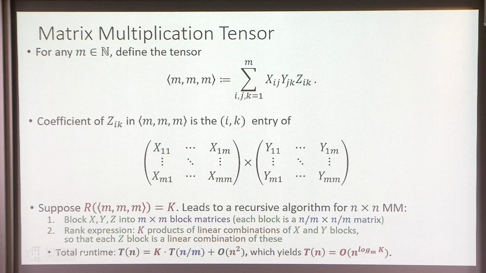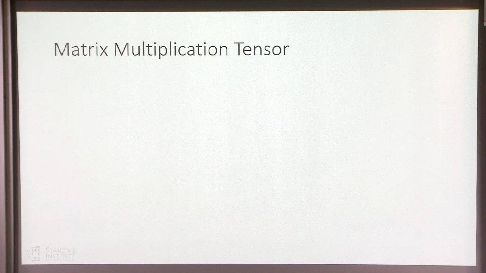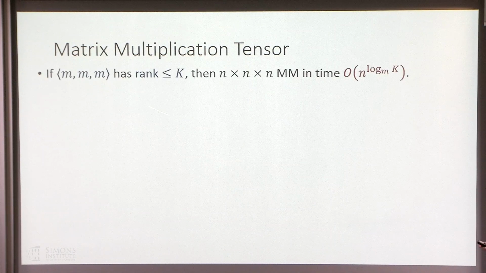So then you get this recursive running time: T(n) is k times T(n/m) plus order n squared. As long as k is smaller than m cubed, you get something subcubic. So from a rank expression, you get an omega upper bound of log base m of k. So this is just the basics. Now we can go on; this is just a recap.